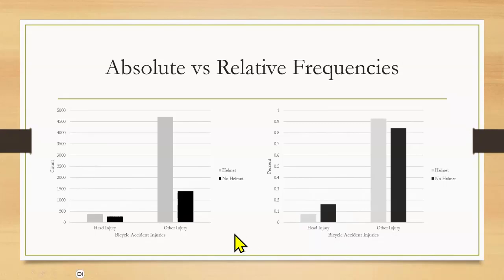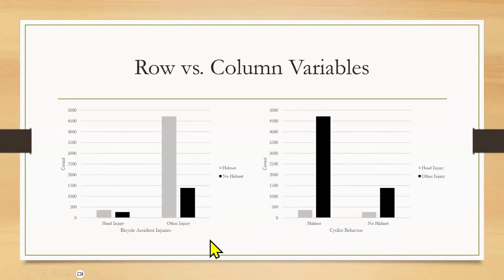All right, so there's another thing I want to show you about how the graph looks when we decide to put one of the variables on the legend versus along the x-axis. So in this graph, this is the same one, the count graph that you've seen twice before. We've got helmet versus no helmet in the legend. I remember that we specifically wanted to do this so that we could compare helmet to no helmet.